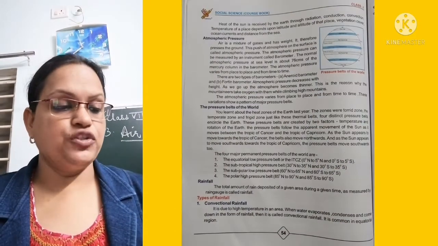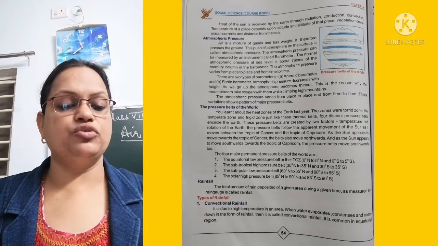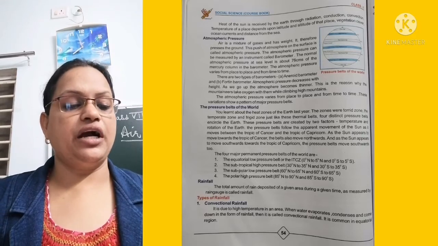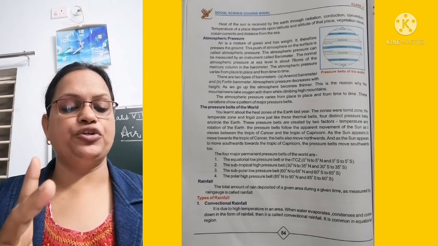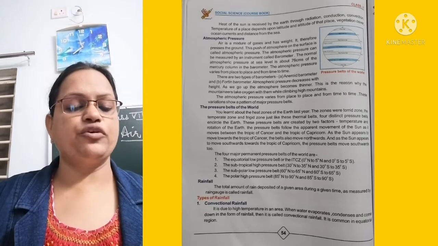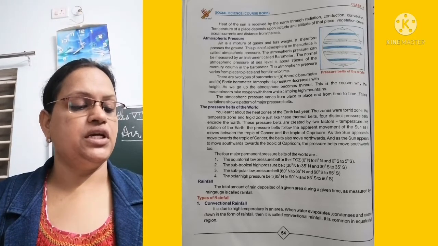Page number 54, children. Take page number 54. Heat of the sun is received by the earth through radiation, conduction, convection. Temperature of the place depends upon what? Latitude, altitude. Altitude means the height of that place. Vegetation cover, ocean currents and distance from the sea.